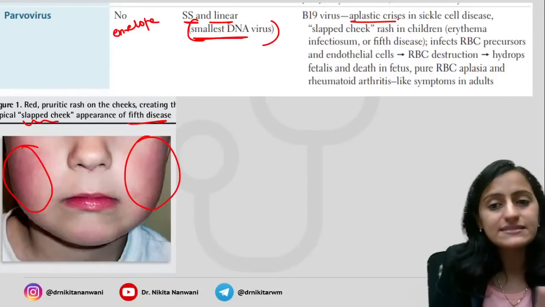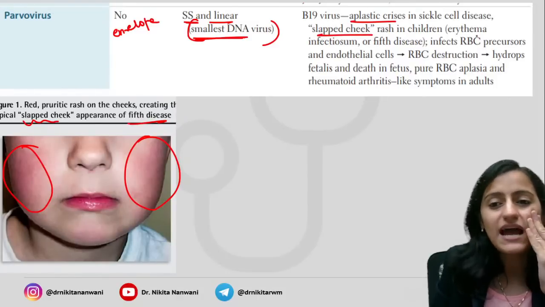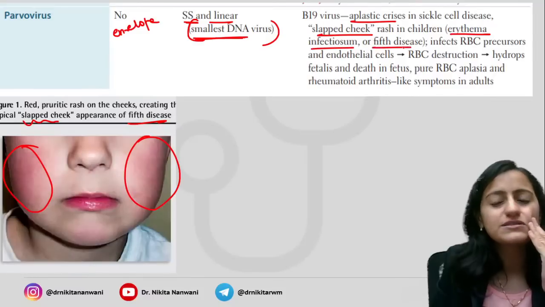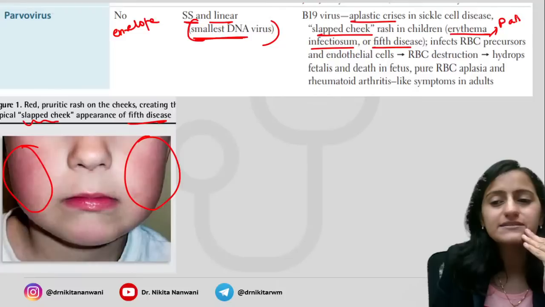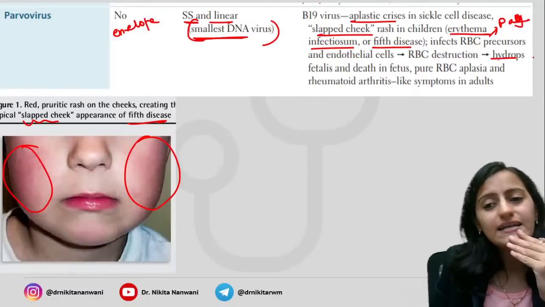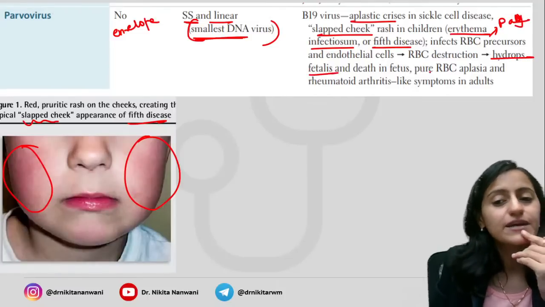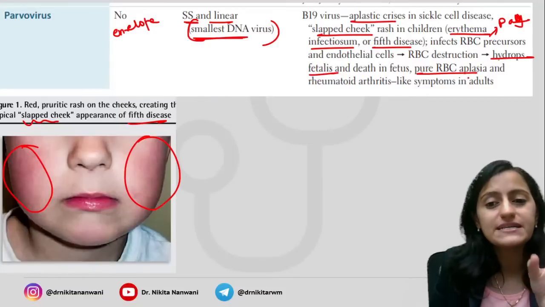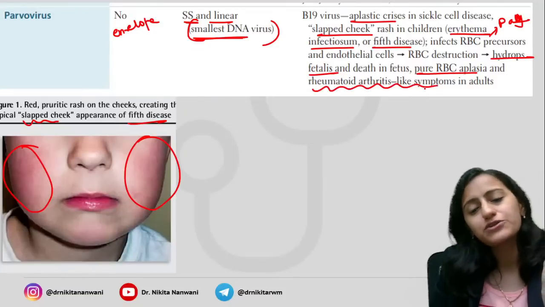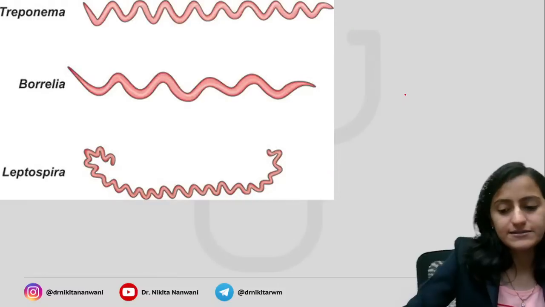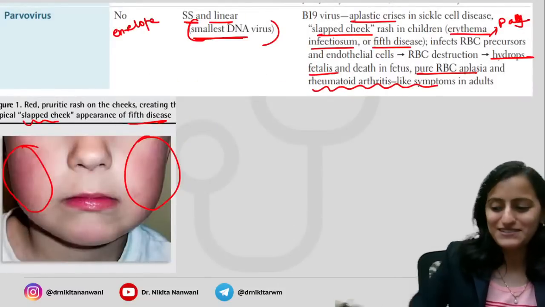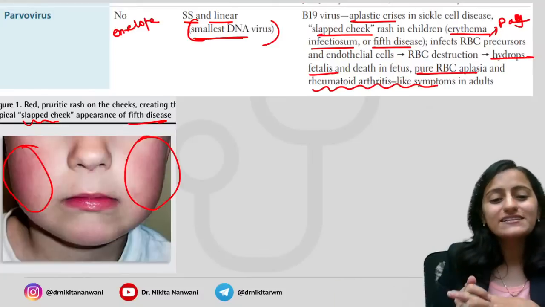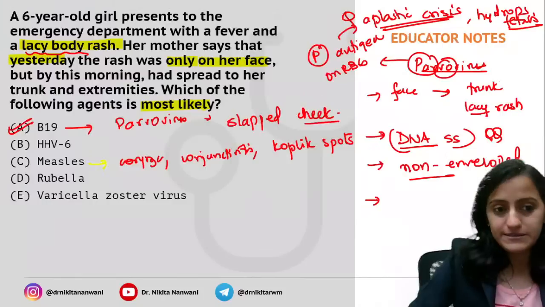Aplastic crisis in sickle cell disease, slap cheek rash. There is erythema infectiosum, fifth disease. Infects the RBC precursors, that is the P antigen, and leads to hydrops fetalis. It can also lead to pure RBC aplasia and also rheumatoid arthritis-like symptoms in adults. So remember, it's the non-immune variety of hydrops fetalis. All these are very, very important points for Parvovirus.